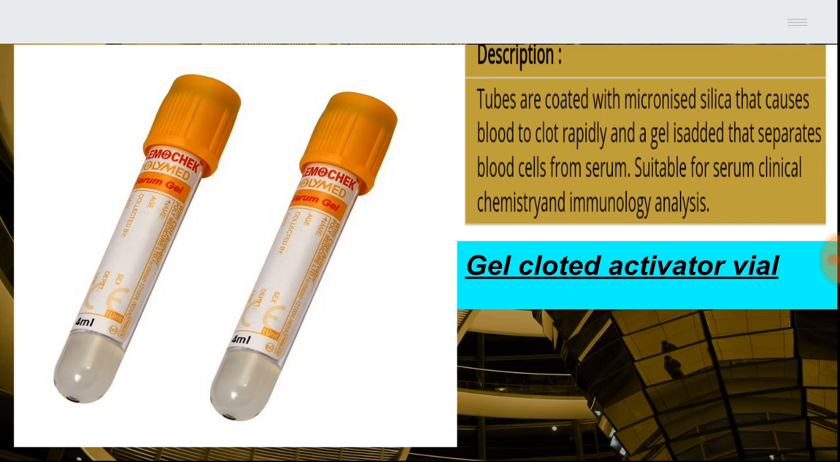Next comes the gel coated activator vial. Here the tubes are coated with micronized silica that causes the blood to clot rapidly, and a gel is added to separate the blood cells from the serum. No centrifugation is needed in the gel clot activator vial. It is very easy to use.